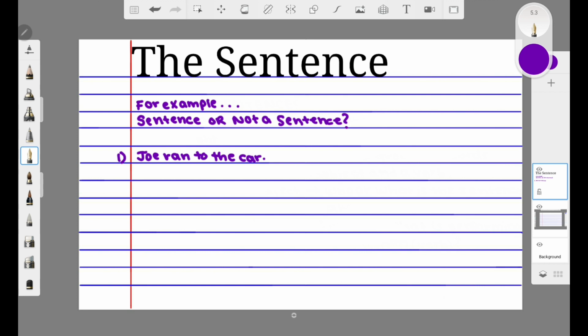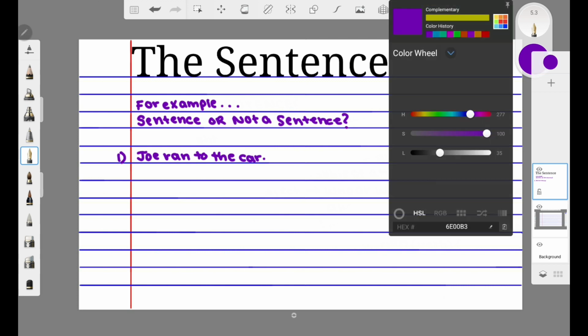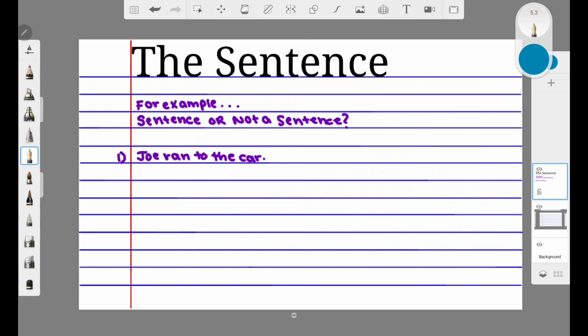Alright, now let's talk about some examples. I will put a couple different groups of words on the screen and we're going to work it out together. Is it a sentence or not a sentence? The first one: Joe ran to the car. Based on our definition, a sentence has a verb. So let's first try to identify a verb, an action word. We have one right here. Ran is an action word, so we can consider it a verb.